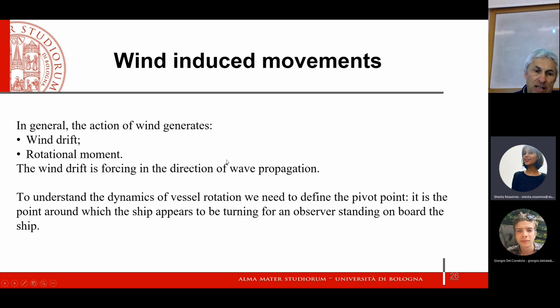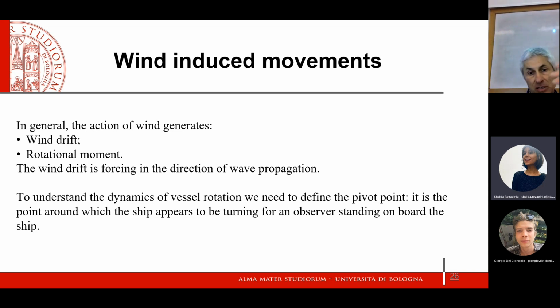So now we have to understand the dynamic reaction of the ship to the wind force. Of course, the ship is hit by wind. The ship is a rigid body, and the wind generates a drift and a rotational moment. The drift is a push along the direction of the wind, which may have two components, one parallel to the berth and one perpendicular to the berth, and then there is rotation.